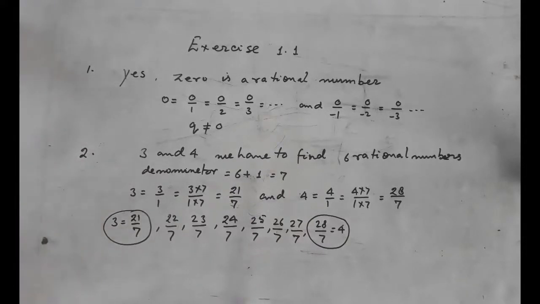Between 3 and 4 you can find 6 rational numbers, that is 22 by 7, 23 by 7, 24 by 7, 25 by 7, 26 by 7, and 27 by 7. You can also write them in the form of your first method, as we discussed about the first method.